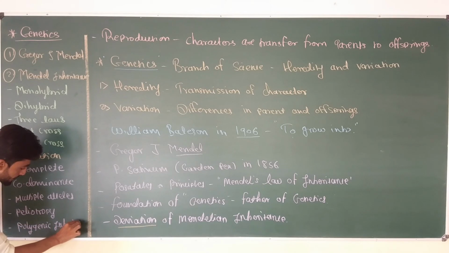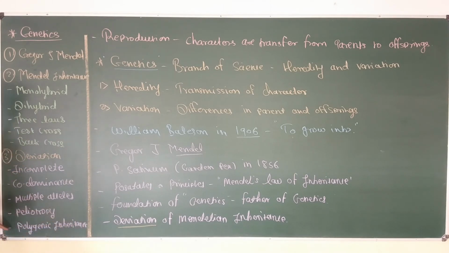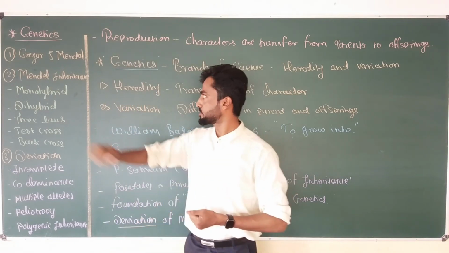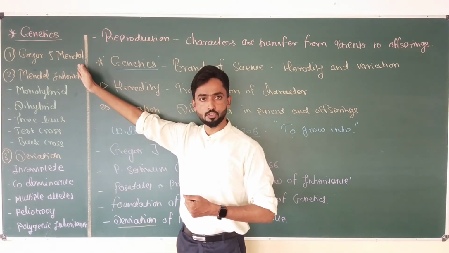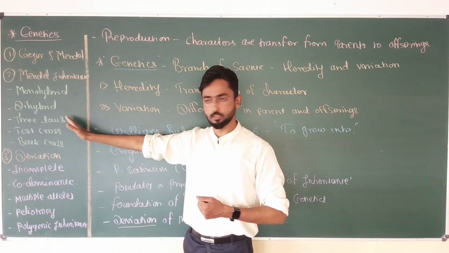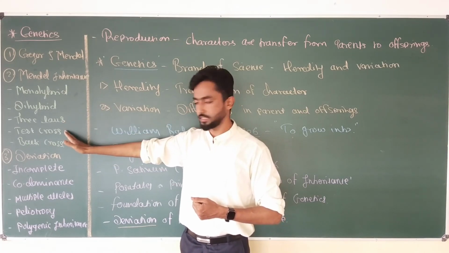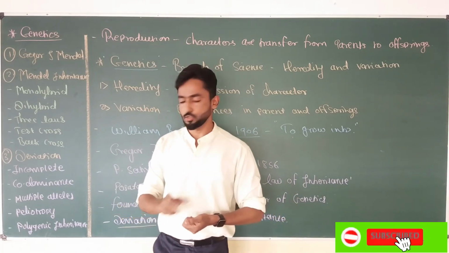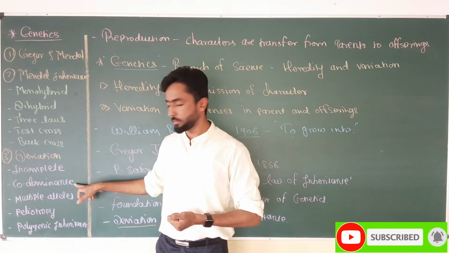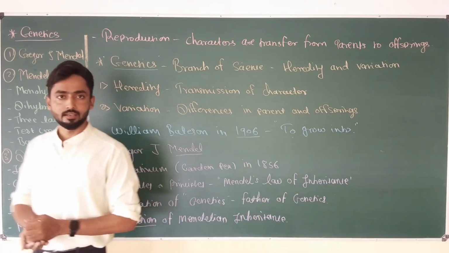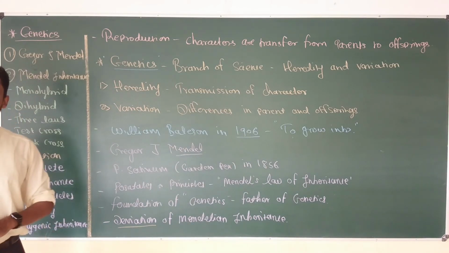So in this video series, we are going to discuss in detail the biography of Gregor Johann Mendel, then his work, which mainly includes monohybrid and dihybrid crosses, three laws, test cross and back cross, and deviation from Mendelian ratios, which include incomplete dominance, codominance, multiple alleles, pleiotropy, and last, polygenic inheritance.